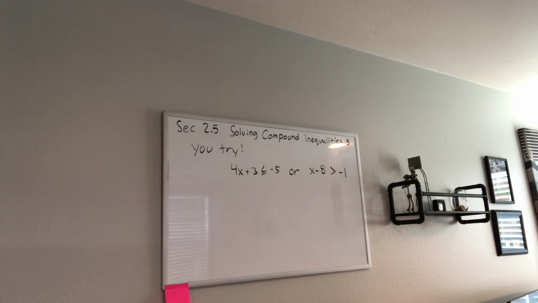So remember, the first thing I would do is build that wall. Build the wall between or. And then solve the left side, solve the right side, graph it, and put it all together.